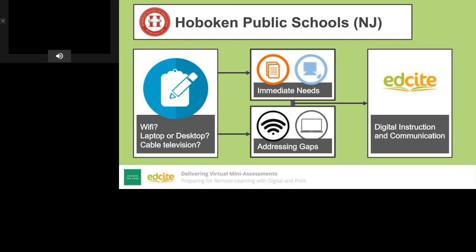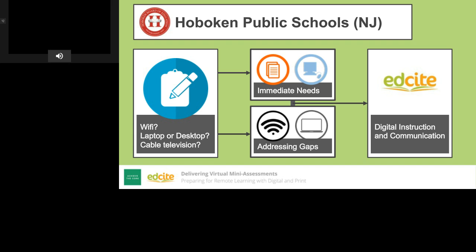So we're talking about how they then took this information from the survey and implemented a two-pronged approach. The two things they needed to do were to immediately respond academically and give students content. They had to make sure they had paper products and paper packets for students that didn't have access, and they made digital versions for students that did have access.